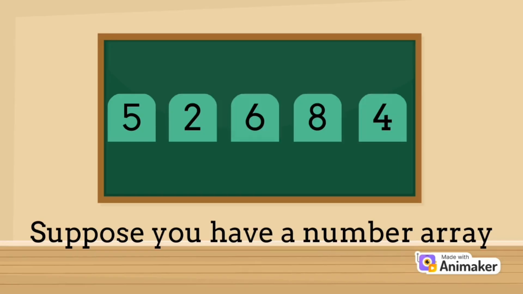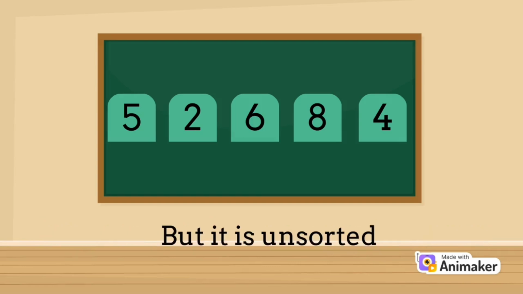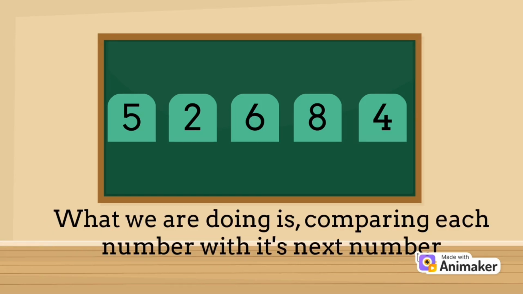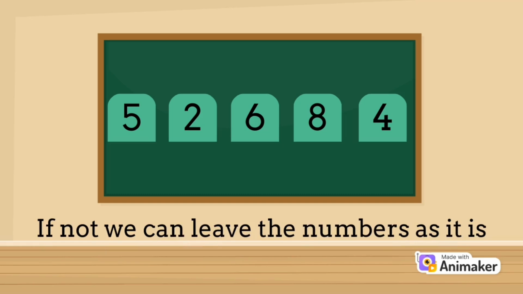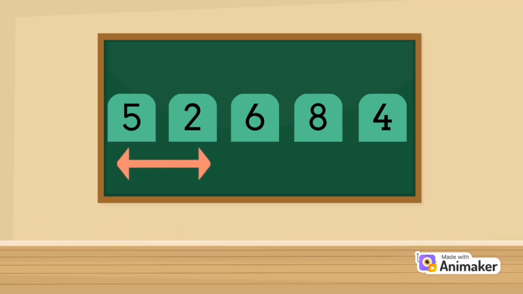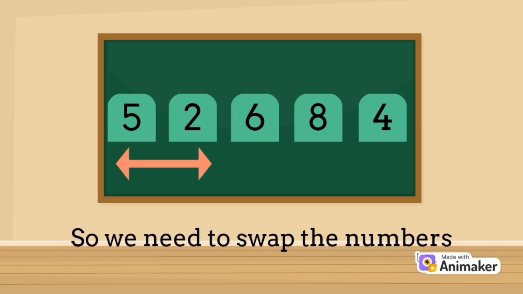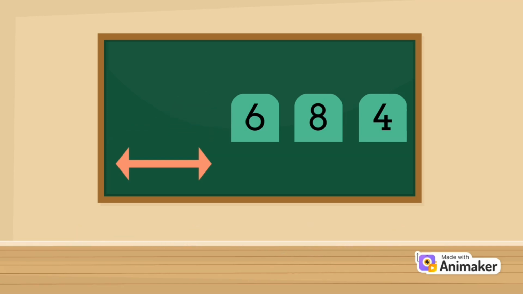Suppose you have a number array, but it's unsorted. What we're doing is comparing each number with its next number. If the current number is bigger than the next number, we swap the numbers. If not, we can leave the numbers as they are. So, we compare the first two numbers, and 5 is greater than 2, so we need to swap the numbers. There you go. The numbers are being swapped.